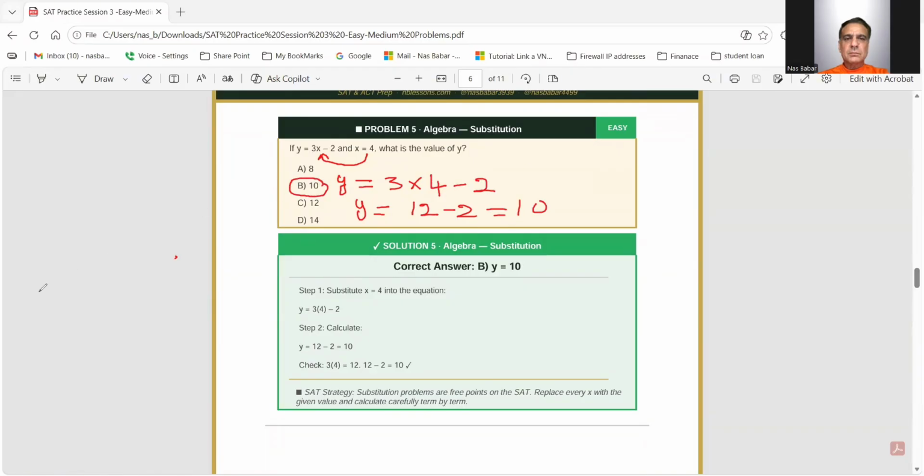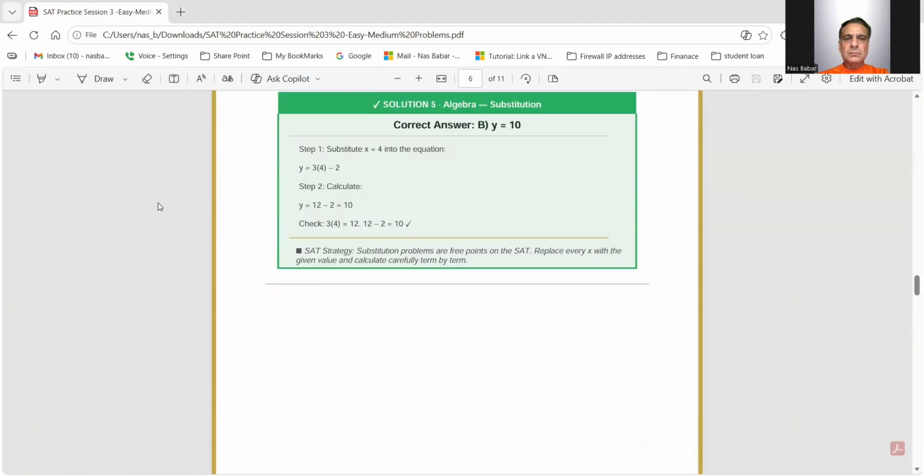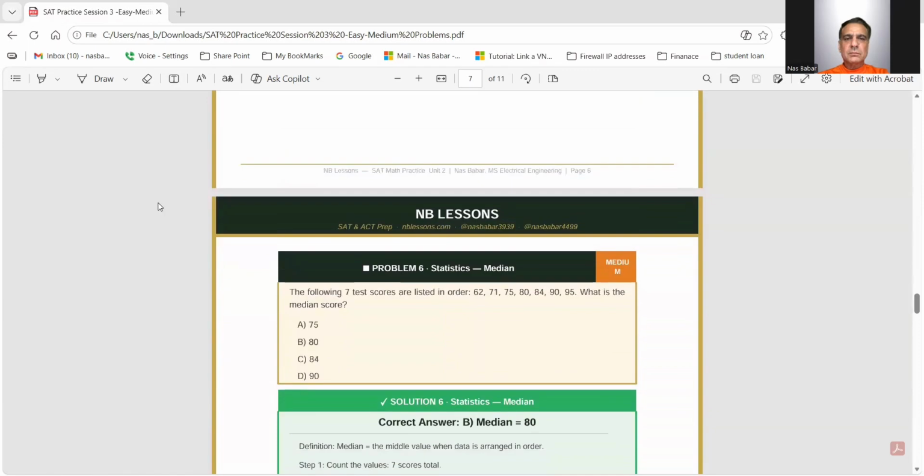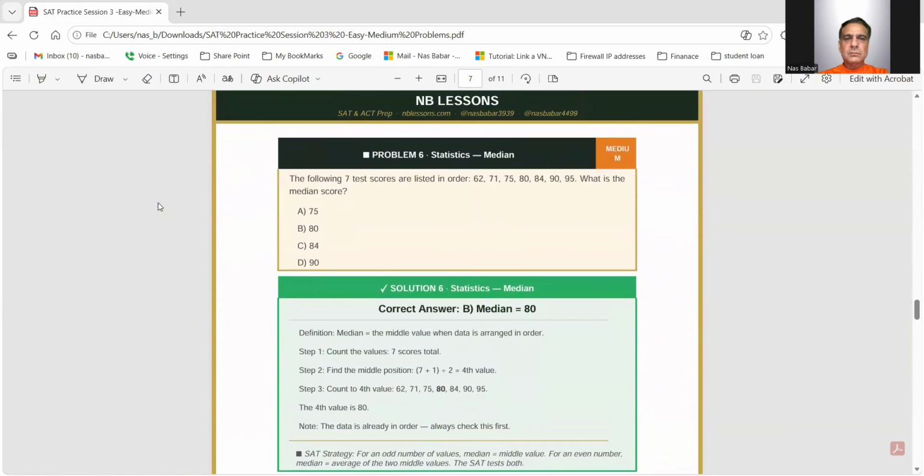Let's go ahead and clear the board and we move on to the next problem. All right. So let's go ahead and move on to the next problem. So the next problem is going to be a statistics problem in which you have to find the median.